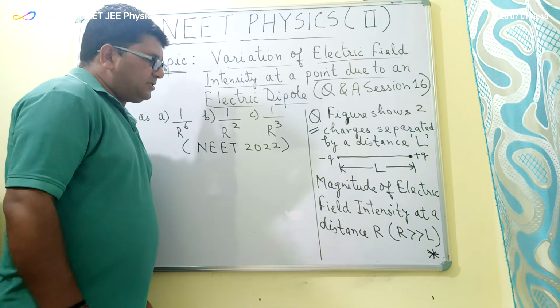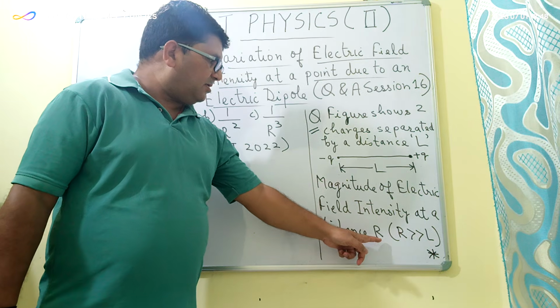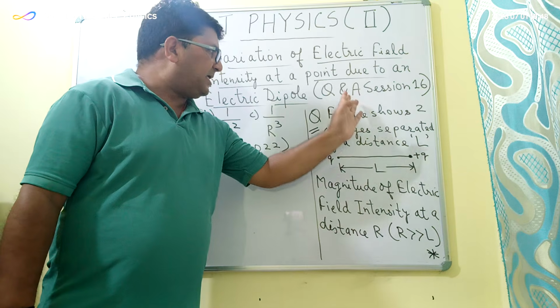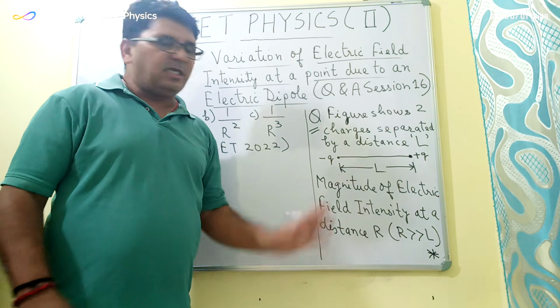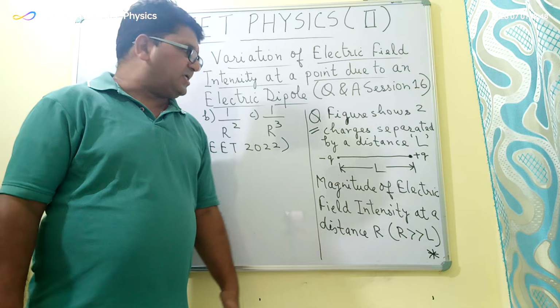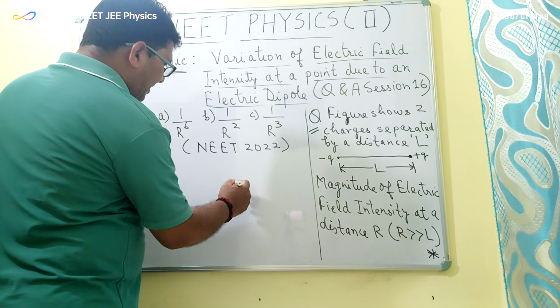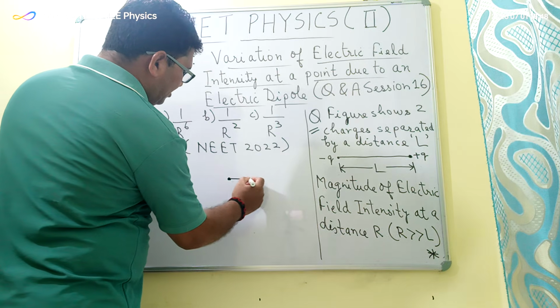Now here this point which is at a distance R can lie on the axial line of the dipole, or it can lie on the equatorial line, or it can lie at any other point in free space. So we all know that the intensity of electric field due to a dipole.